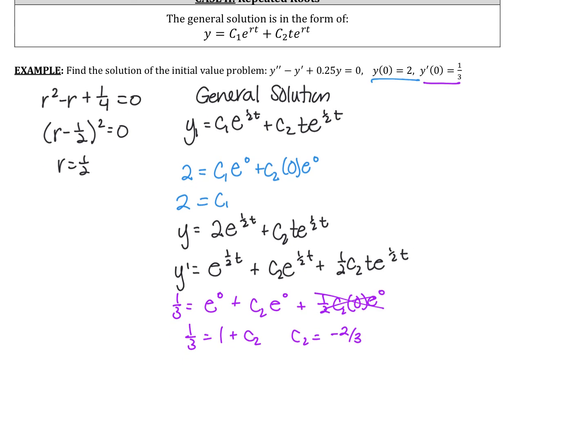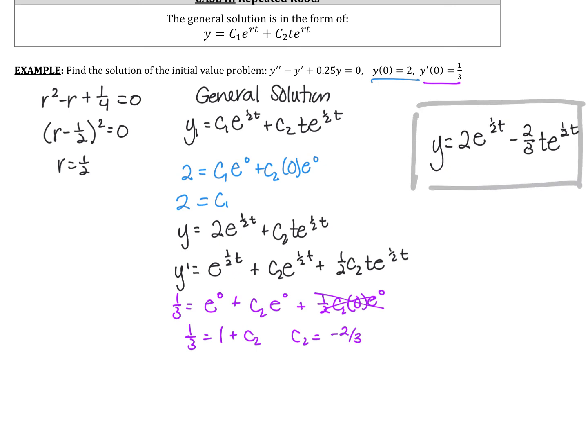So my explicit solution would be C1, which we said was 2, e to the 1/2 t, plus, oops, that's a minus though, isn't it? Minus 2/3 te to the 1/2 t. And there's my explicit solution.